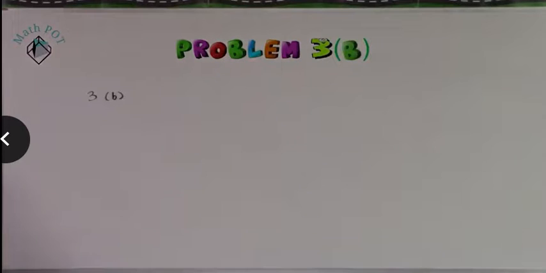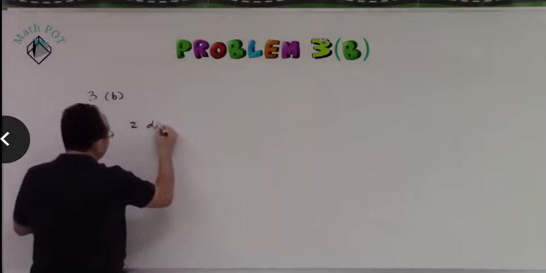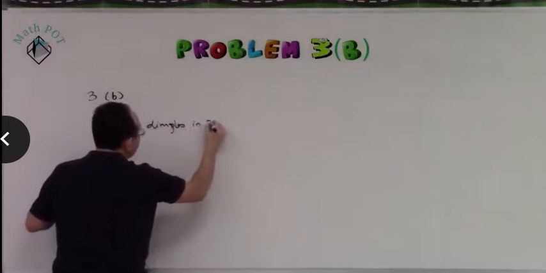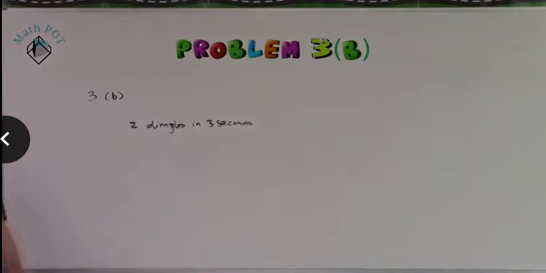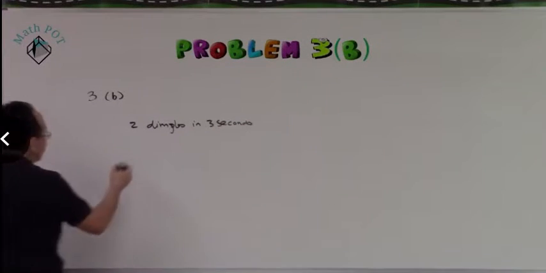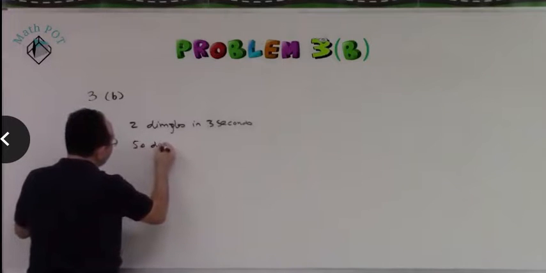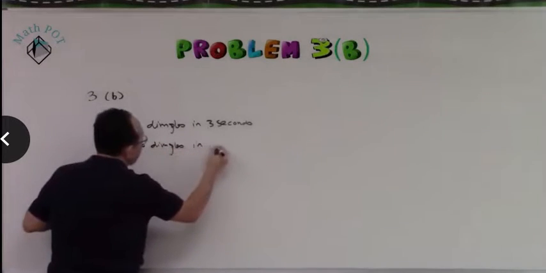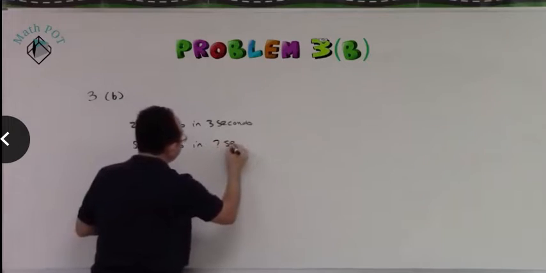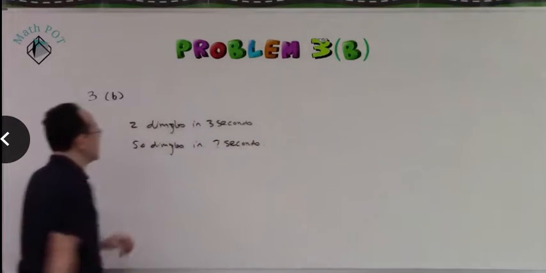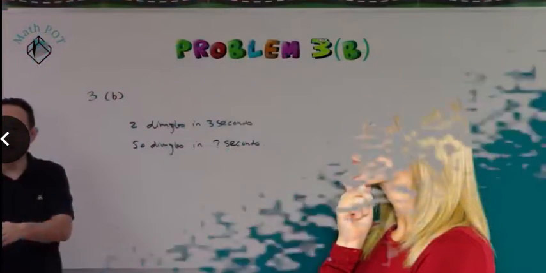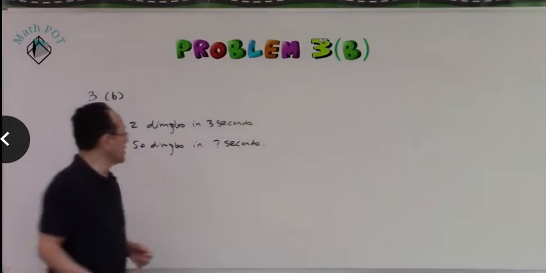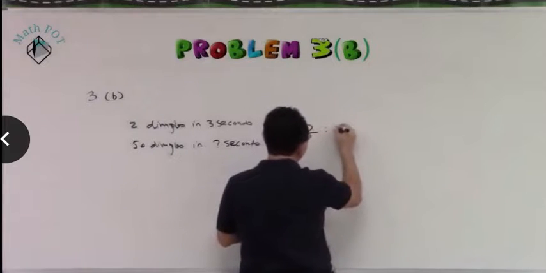This person can pay 2 depots in 3 seconds. So 2 depots in 3 seconds. The problem tries to figure out how many seconds to pay 50 depots. So 50 depots in how many seconds? It's very clear. This is a proportion. So 2 depots, 3 seconds, 50 depots, how many seconds? Very clear. We can build a proportion. So it's nothing but 2 to 3 equals what?